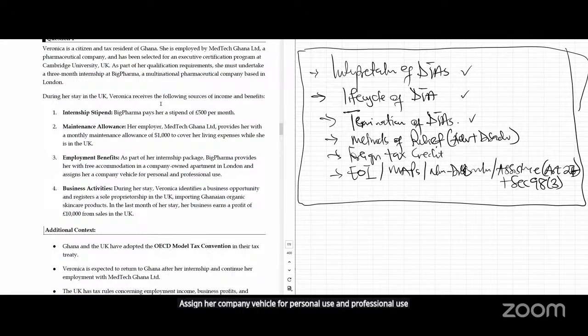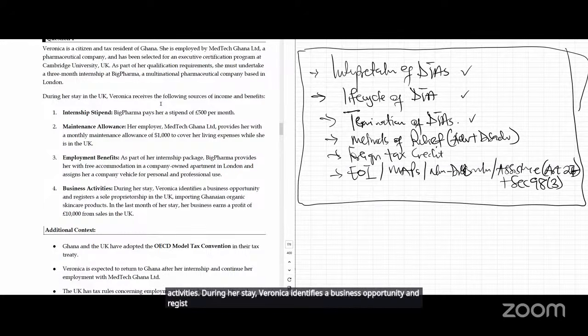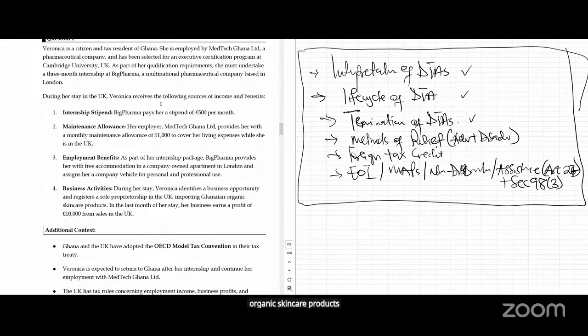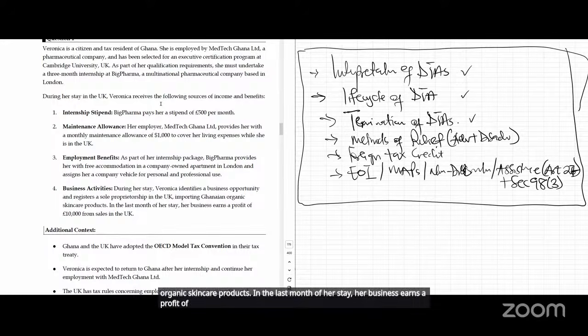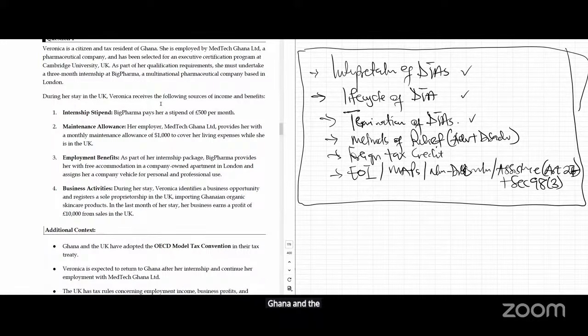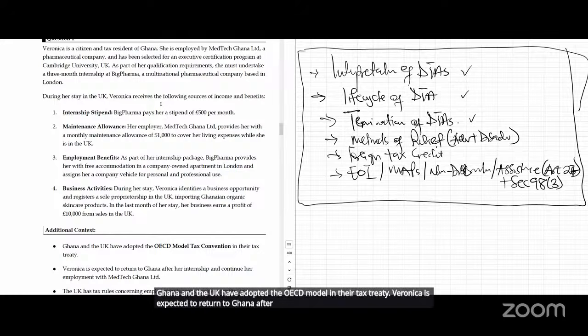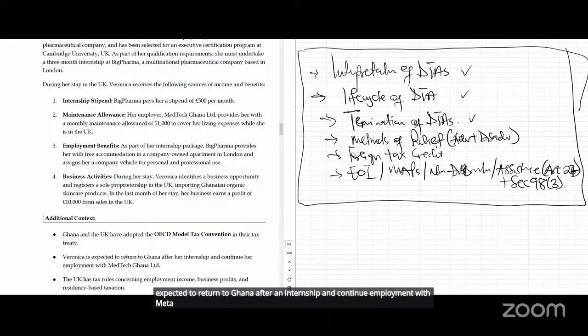Business activities. During her stay, Veronica identifies a business opportunity and registers a sole proprietorship in the UK, importing Ghanaian organic skincare products. In the last month of her stay, her business earns a profit of £10,000 from sales in the UK. Ghana and the UK have adopted the OECD model in their tax treaty. Veronica is expected to return to Ghana after her internship and continue employment with Medtech Ghana. The UK has tax rules concerning employment income, business profit, and residency-based taxation.